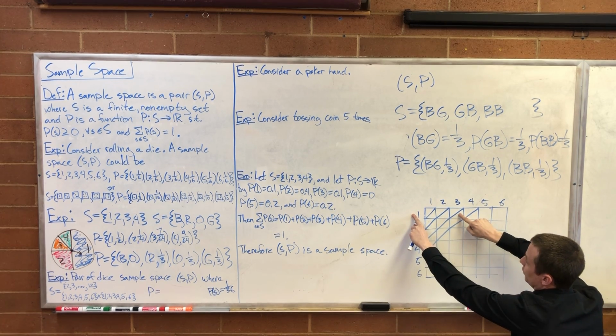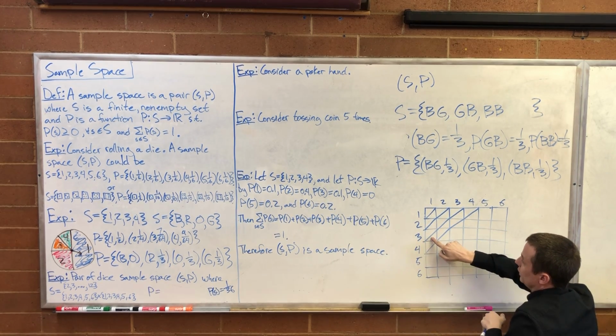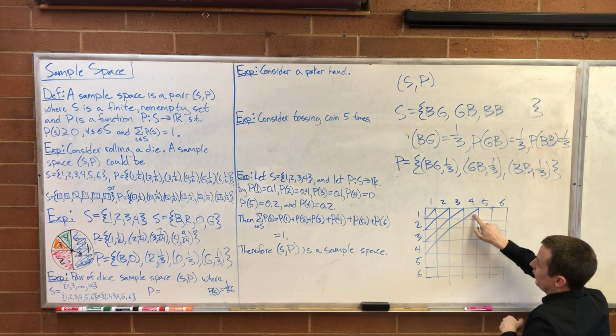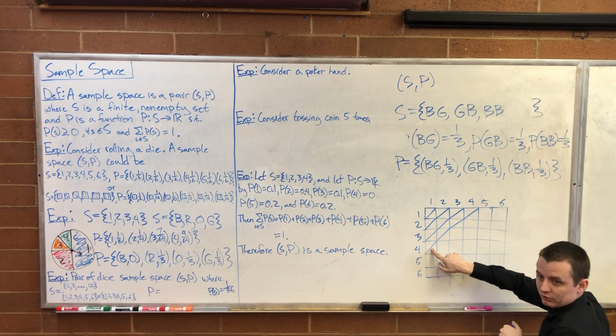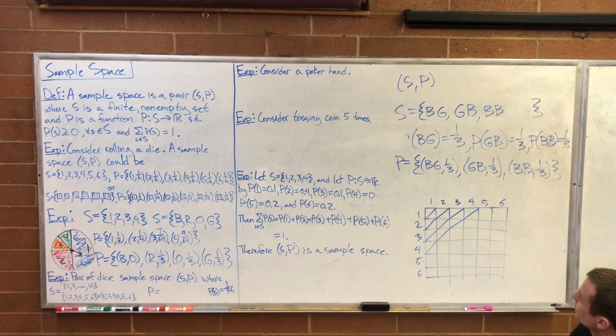2, 2 gives you a 4, and 3, 1 gives you a 4. 4, 1 gives you a 5, 3, 2 gives you a 5, 2, 3 gives you a 5, 1, 4 gives you a 5, etc. So, okay.